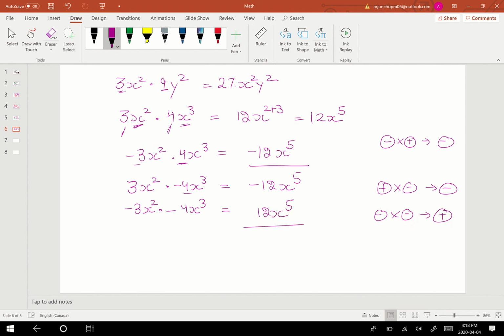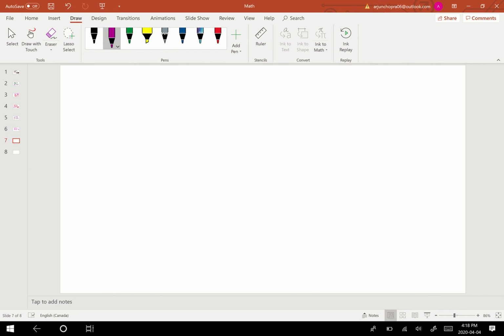So that's how you solve the problems on multiplication. So let's talk about division also. So now if you are given two terms, one is x, and we've already talked about like and unlike terms. So you're given two terms, one is x, another is x squared. Again, they are unlike terms, but they have the same base. So let's say what I wanted to do is divide x squared by x.